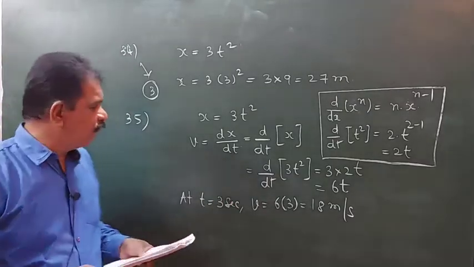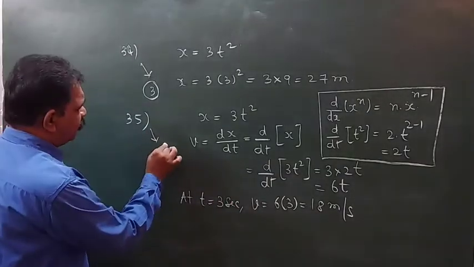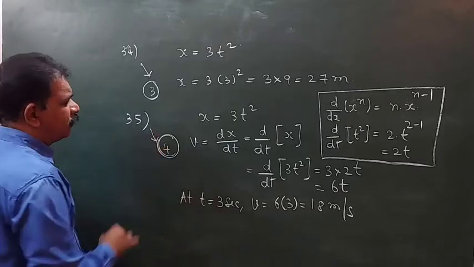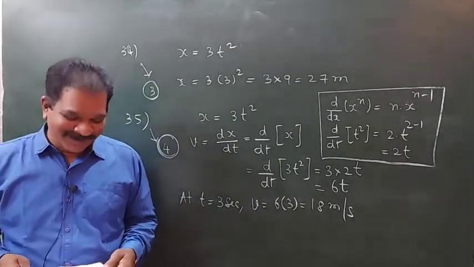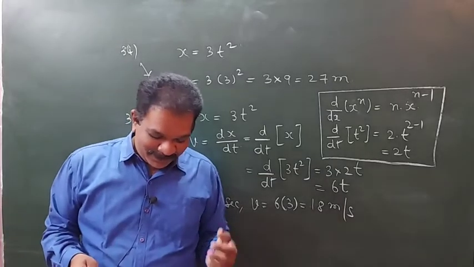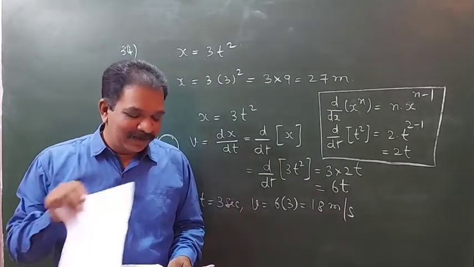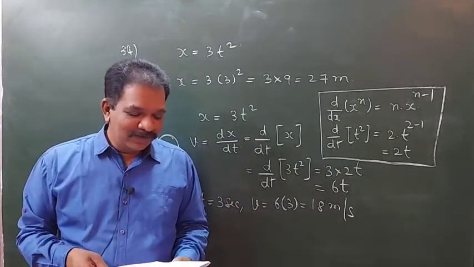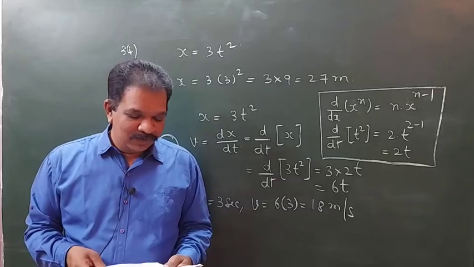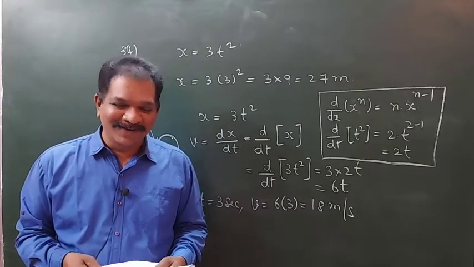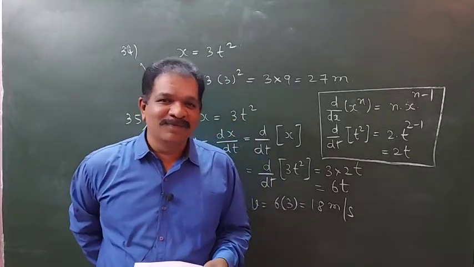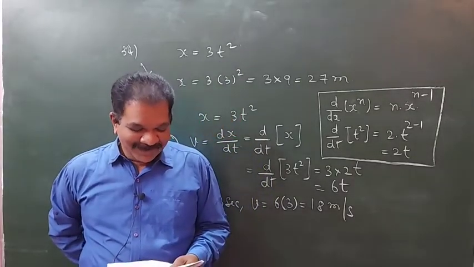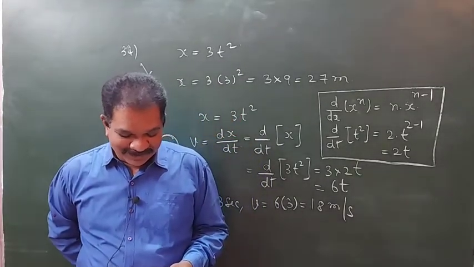Okay, 35, it will be 4. Okay, next 36 graph question, 37 graph question, 38, 39, 40, 41, 42. No need, all are graph questions. See, this year bumper offers are coming because of this corona. You enjoy that. Next 43, you see what they are asking.